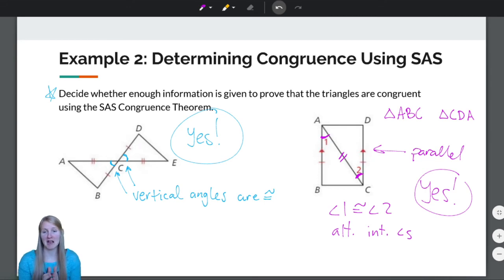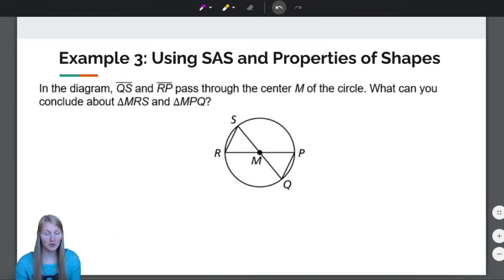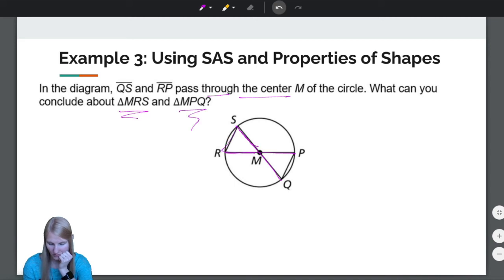Alrighty, let's go ahead and move on to our last example for today. Using side, angle, side, and properties of shapes. So, in the diagram, QS and RP pass through the center M of the circle. What can you conclude about triangle MRS and triangle MPQ? What can we conclude?